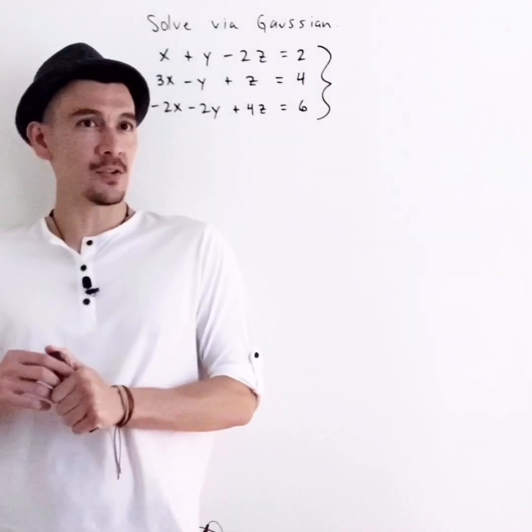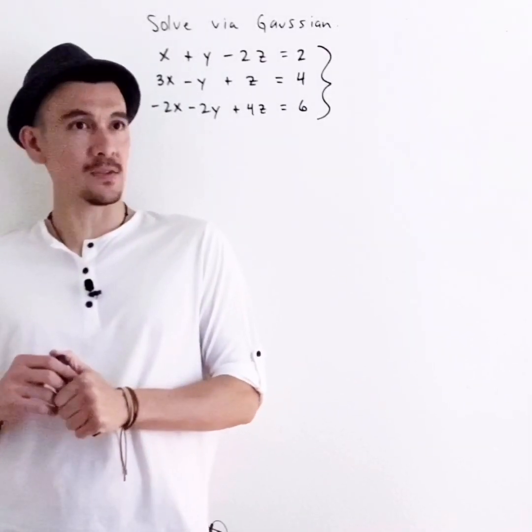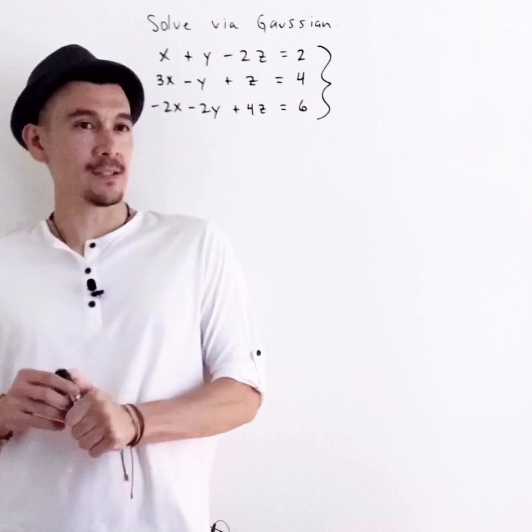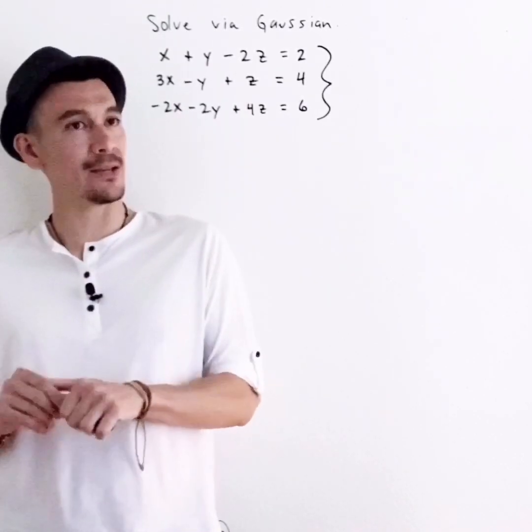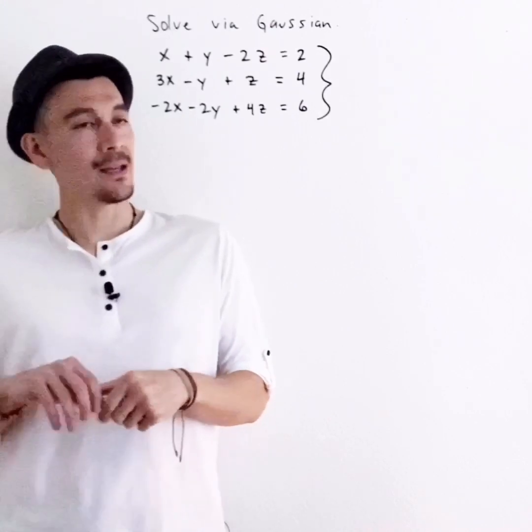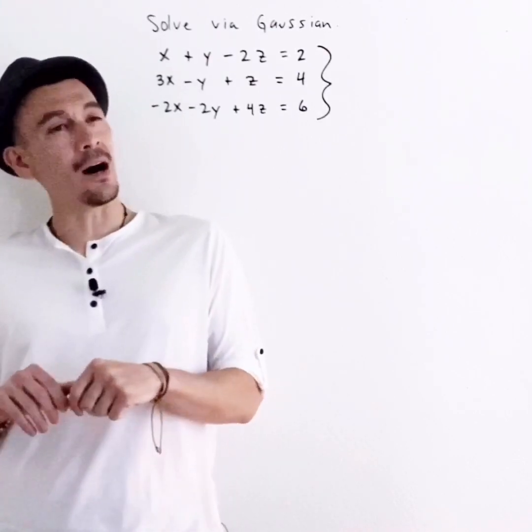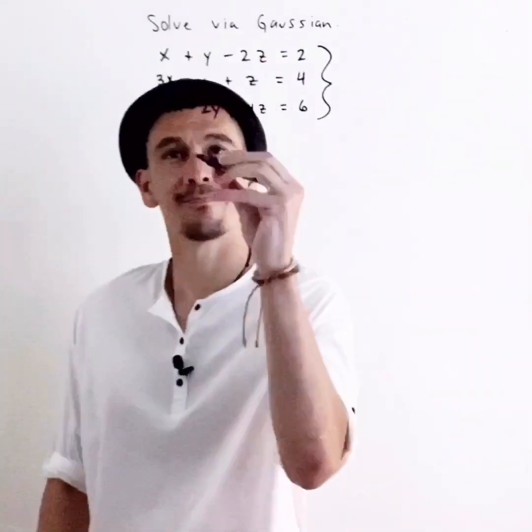So this is number 25 from the Chapter 7 review. We have a system of equations, and they want us to solve it by using Gaussian elimination. So straight away, let's turn this into an augmented matrix.